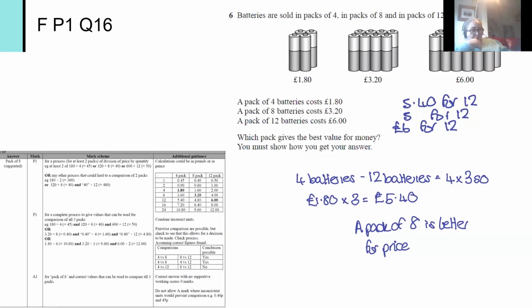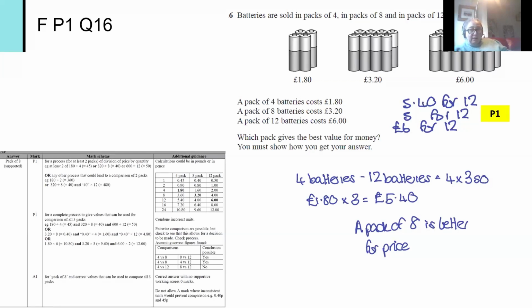And both are allowable. So in this case, again, we are expecting values to be with this. It is not a case of saying a pack of 8, or a pack of whatever it is. It needs to be supported. So you're looking for 3 values that you can compare.